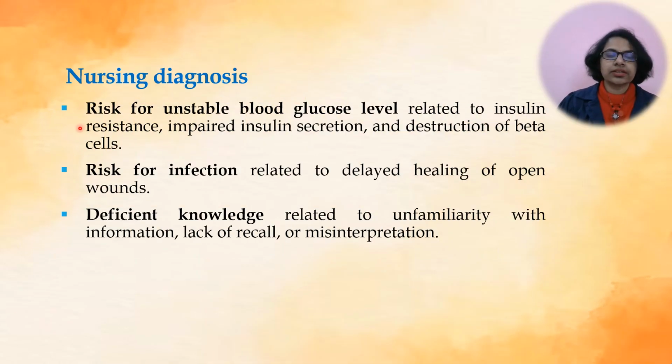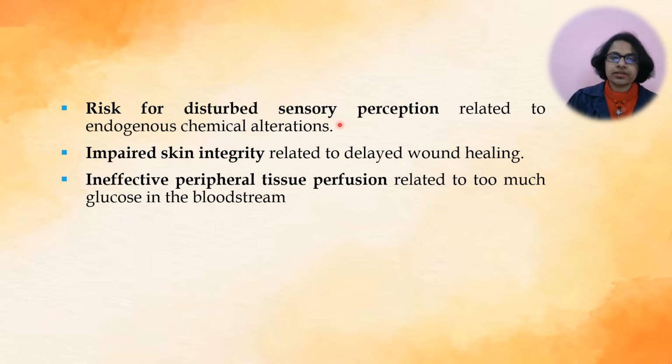For the nursing diagnosis, you have to follow the NANDA nursing diagnosis. Risk for unstable blood glucose level related to insulin resistance, impaired insulin secretion, and destruction of beta cells. Risk for infection related to delayed healing of open wounds. Deficient knowledge related to unfamiliarity with information, lack of recall, or misinterpretation. Risk for disturbed sensory perception related to endogenous chemical alteration. Impaired skin integrity related to delayed wound healing. Ineffective peripheral tissue perfusion related to too much glucose in the bloodstream.